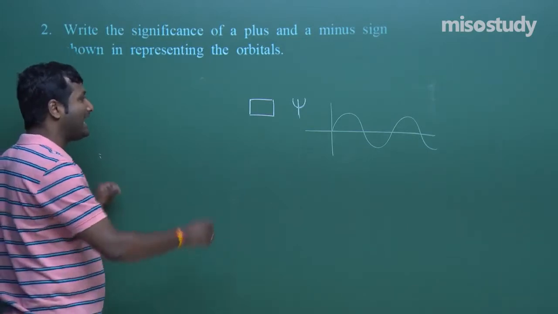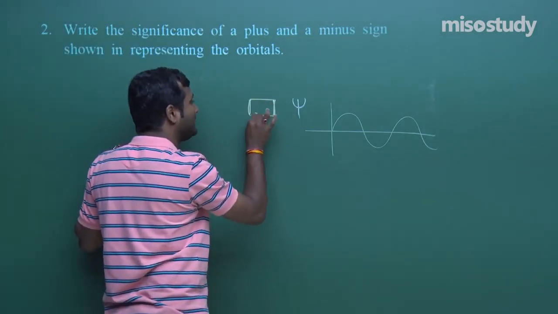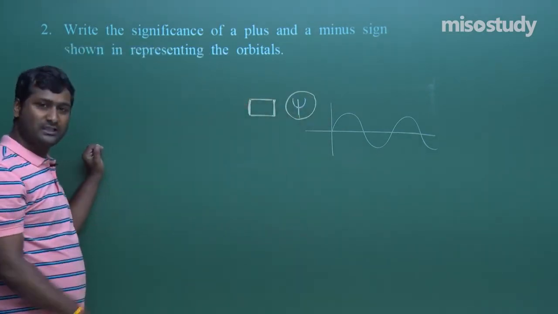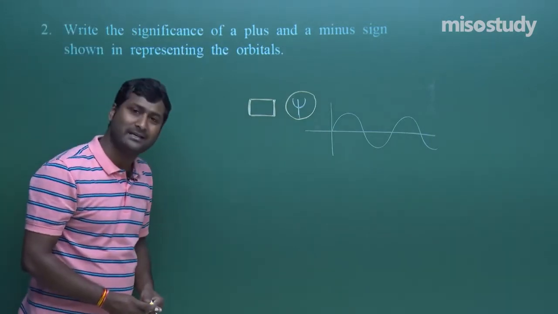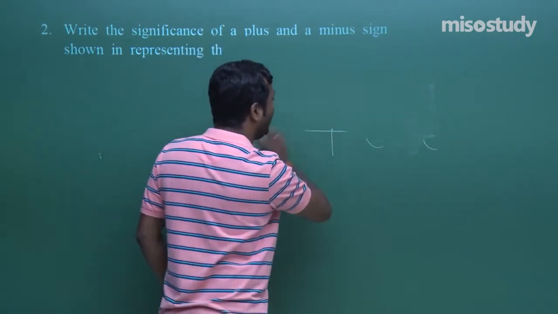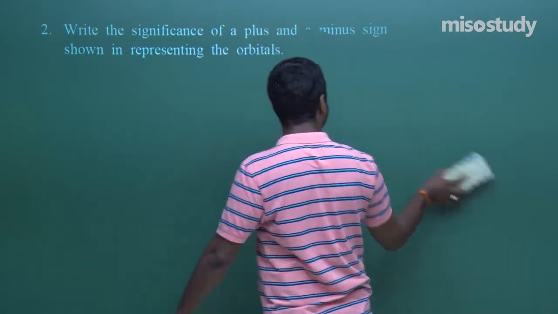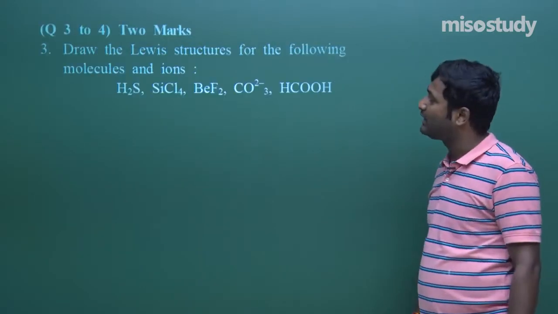What I am telling, as we know, an orbital is represented by a wave function, so the positive sign shows the positive wave function and the negative sign shows the negative wave function. Clear to you? Now I am going to rub this part, my friend, and we'll discuss the next one. Wait for a moment. Clear? Now let's move to the third one.